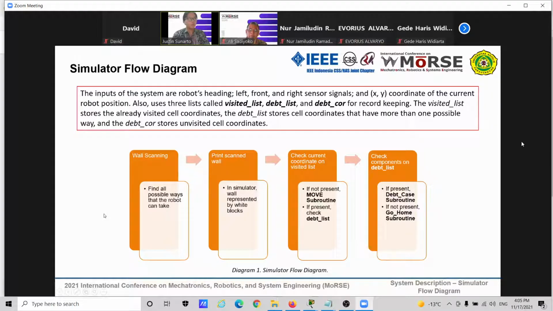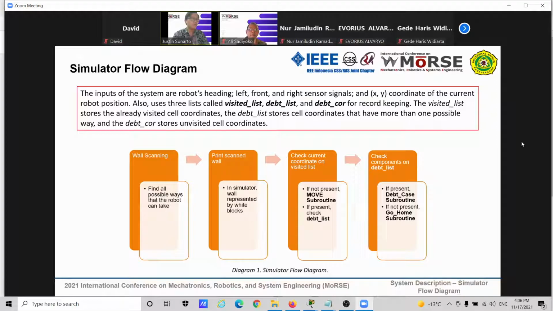For simulator purposes, the inputs of our system are the robot's heading, left, front, and right sensor signals, and the XY coordinates of the robot's position. Also, we use 3 lists called visited list, depth list, and depth core for record keeping. The visited list stores the already visited cell coordinates, the depth list stores cell coordinates that have more than 1 possible way, and the depth core stores unvisited cell coordinates.